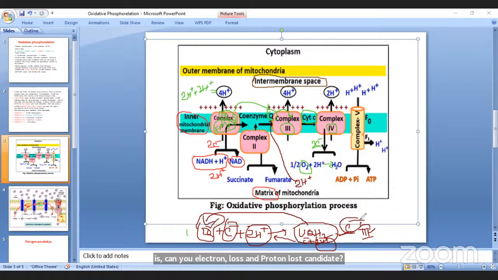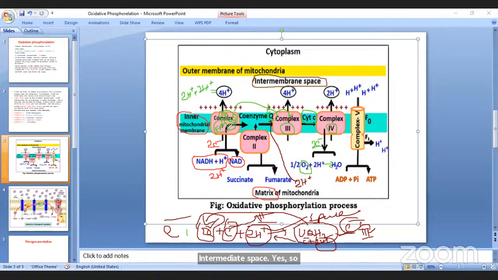quinone. Quinone, electron, proton, quinol. Now both of these are lost. This electron is sent to complex 3 and the proton is sent to the intermembrane space. Now this quinone again receives another electron.